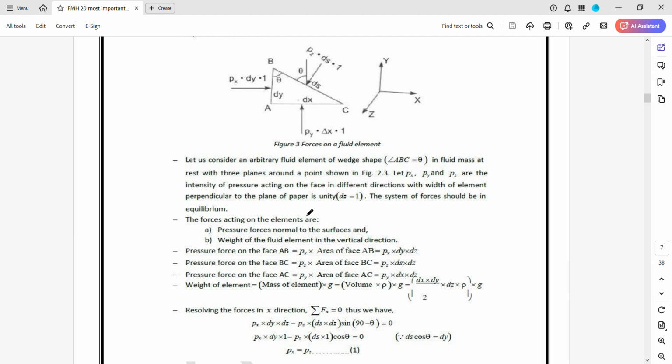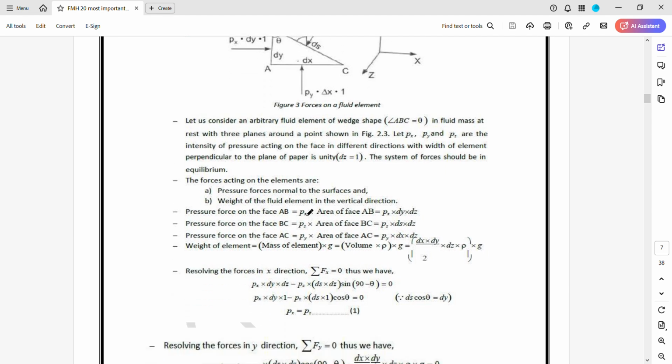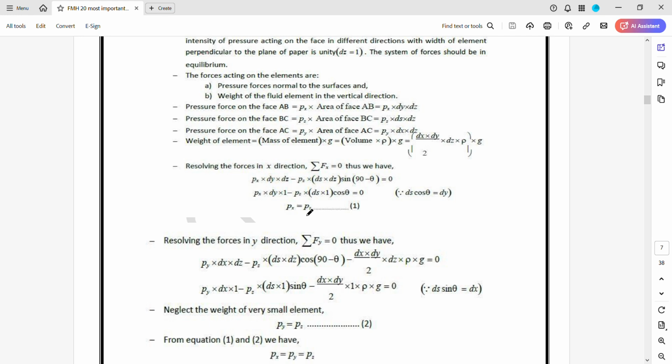Resolving the forces in the x direction, summation of Fx is equal to 0. Thus we have Px into dy into dz minus Pz into ds into dz sin(90 minus theta) is equal to 0. Px into dy into 1 minus Pz into ds into 1 cos theta is equal to 0. ds cos theta is equal to dy. We know that. So here we find Px is equal to Pz. First equation is proven.